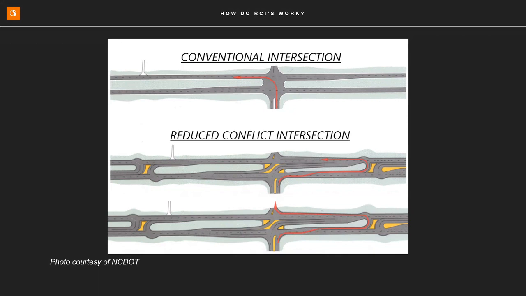RCIs are best suited for suburban and rural areas where there's relatively low traffic volumes entering from the side street. I put an emphasis on relatively low because we've incorporated these types of intersections in many locations where the side street volumes may be equal to or higher than other arterials in the area.